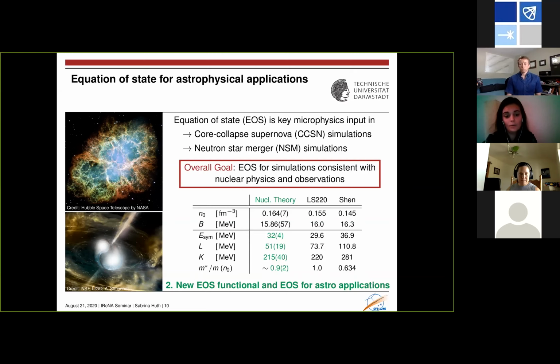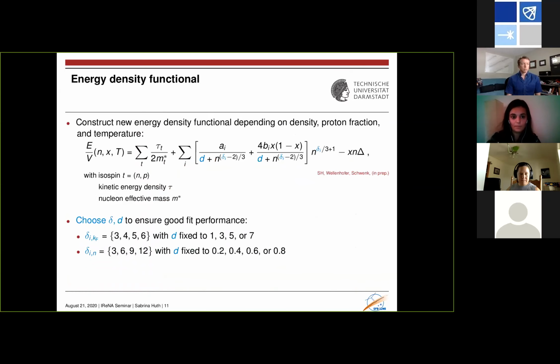So in the next part, we now use the knowledge from the first study to generate new equations of state, a new equation of state functional, and then also equations of state that can be actually used in astrophysical applications and that are consistent with nuclear physics as well as observations. And for this, we came up with a new energy density functional, which you can see here. So in the first part, this is exactly the same basically. So you just have your kinetic term, but then we now have a different functional form for the interactions.